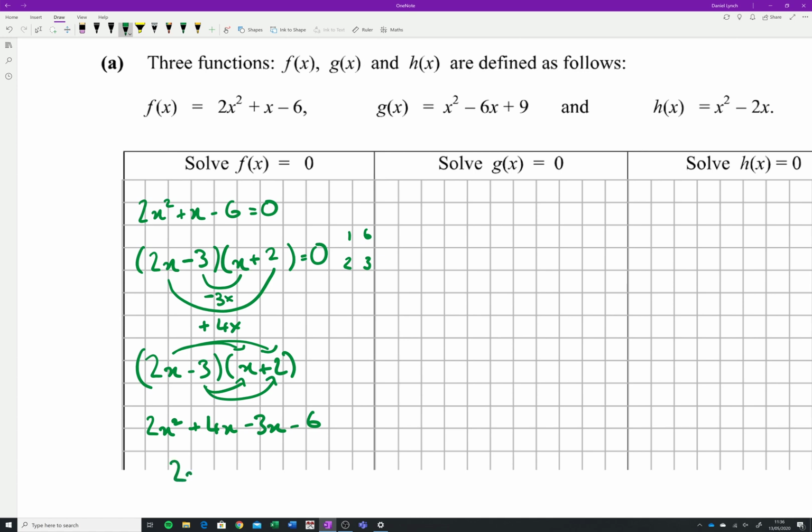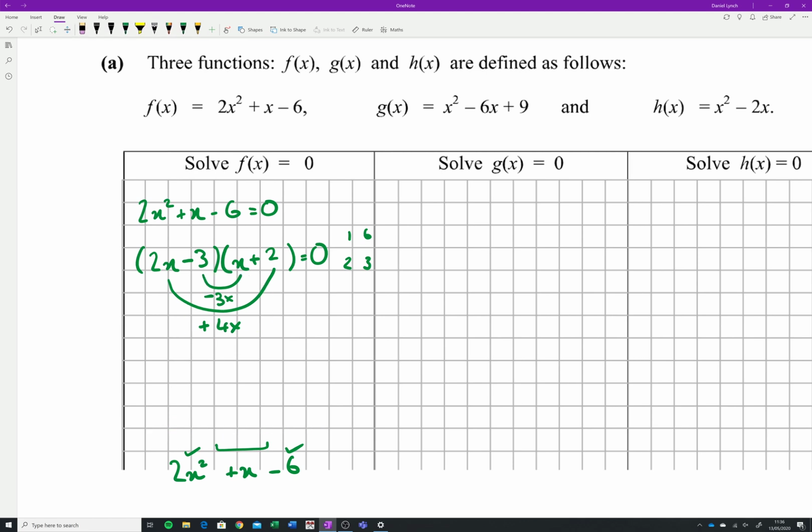So now what do we have? We've got our 2x squared, which we were meant to have. We've got plus x, which we also wanted. And we have minus 6, which we wanted. And the plus x was got, you can see here, by doing plus 4x and minus 3x, and that is exactly the little calculation that we were doing there.